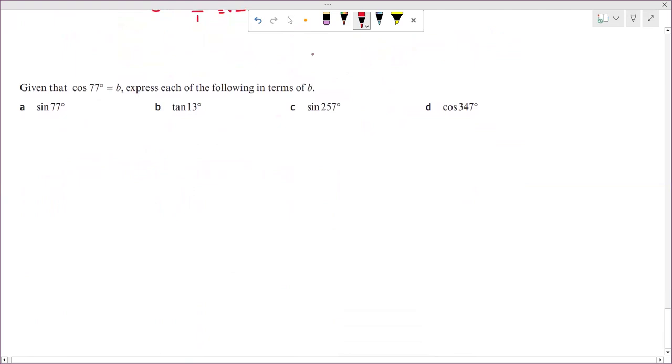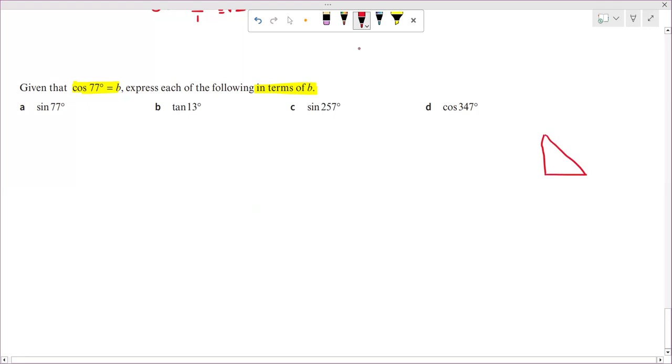Now see here, cos 77 is given as b. Previously he has given the values, but now he has given variables. So we have to find each of the following in terms of b only. This is very simple. See here, now sine 77. First of all, you draw the triangle. Better you draw the triangle.